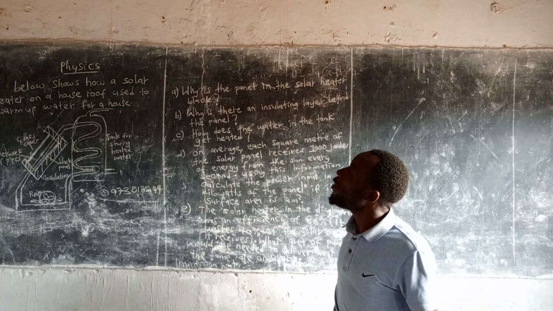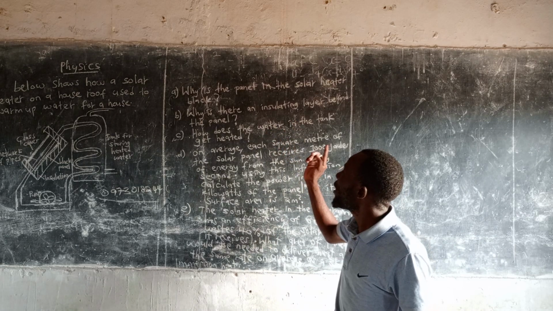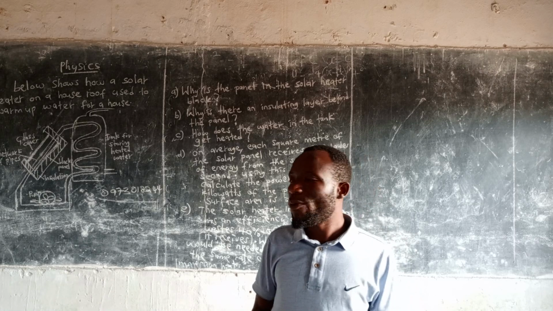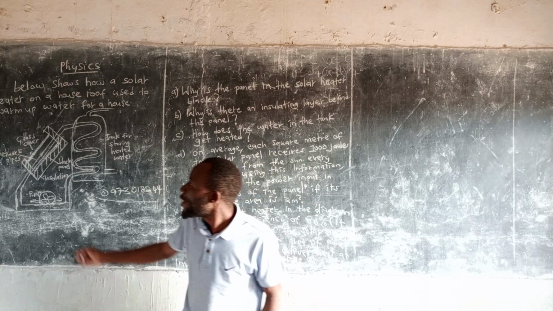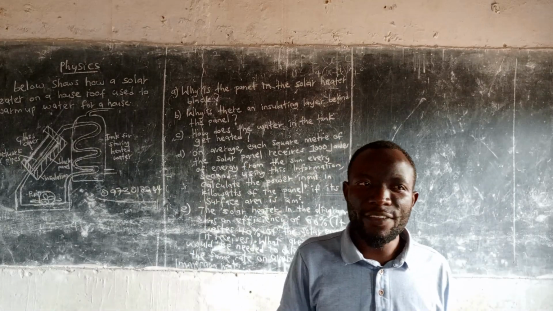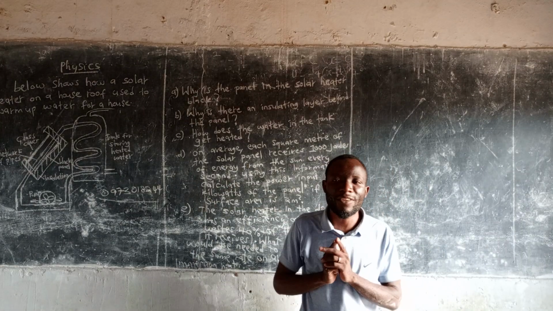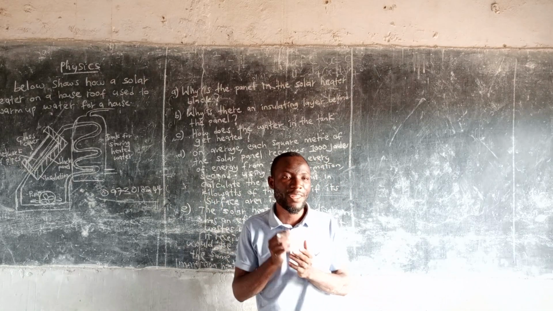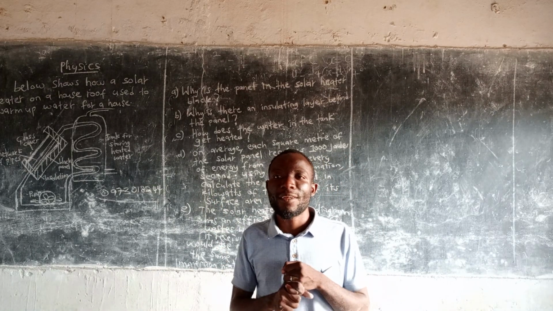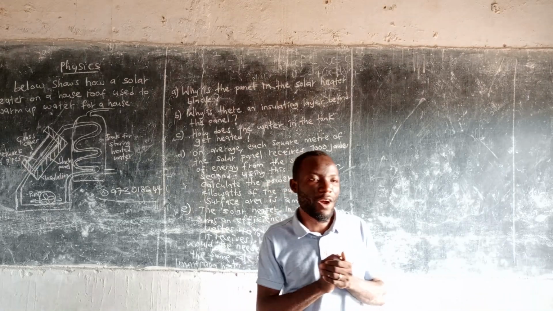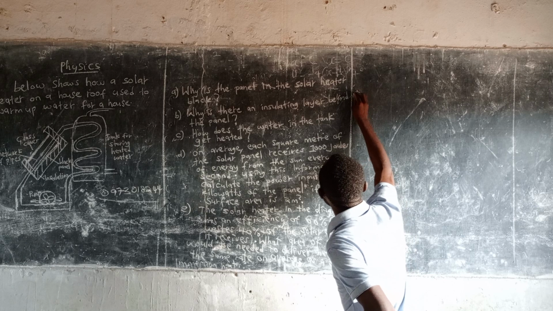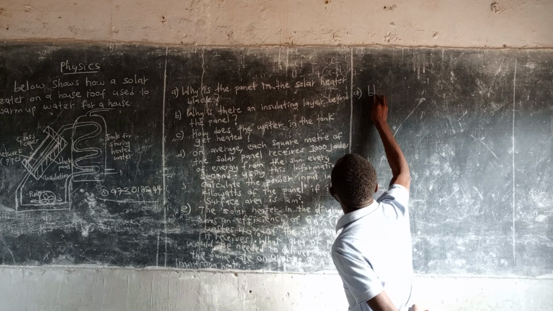Why is the solar heater painted black? You remember last time, was it yesterday, I was talking about black? Yes. And I said this might come in the questions. It's obviously coming most of the time. So why is it painted black? Black is a very good absorber of heat. So that's the answer I'm going to put here: because black is a very good absorber of heat.